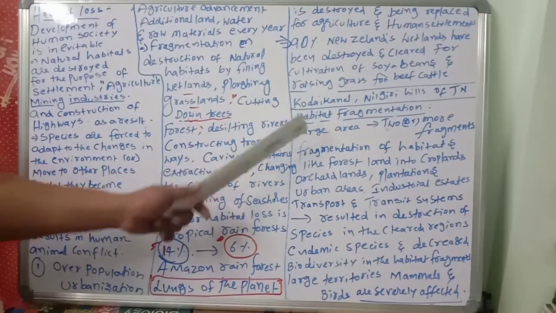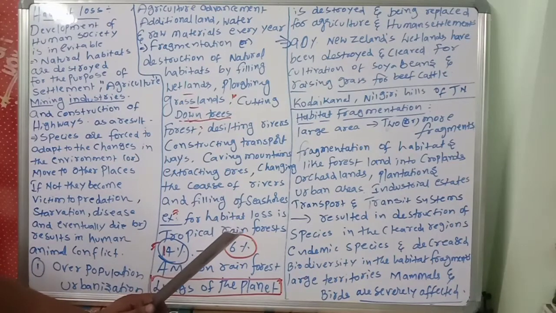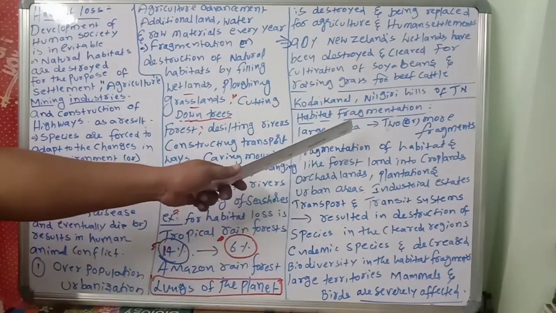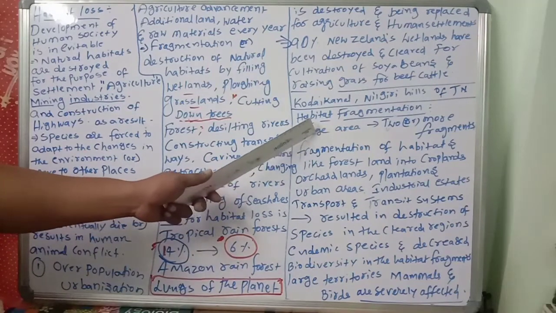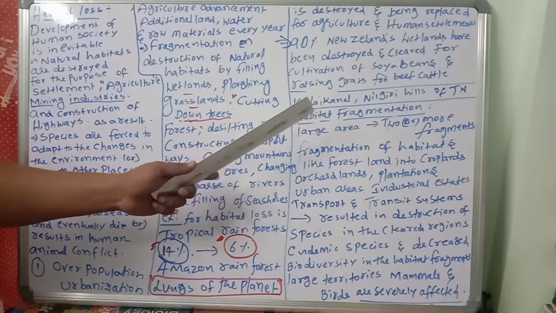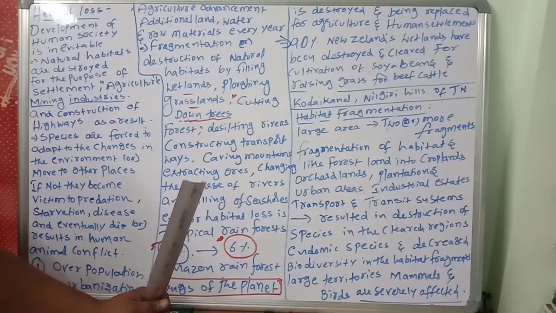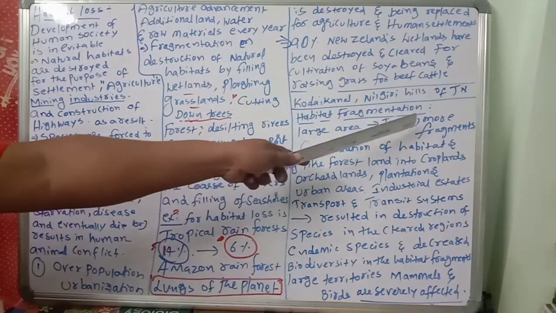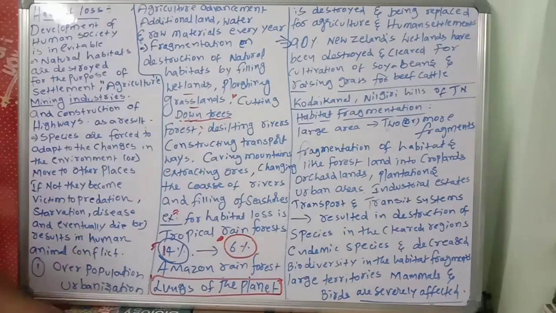Now another problem: habitat fragmentation. What is this fragmentation? Habitat fragmentation is a process where a large continuous area of habitat is both reduced in area and divided into two or more fragments. Reduced or divided. Large area reduced and converted into two or more fragments. It is called habitat fragmentation.